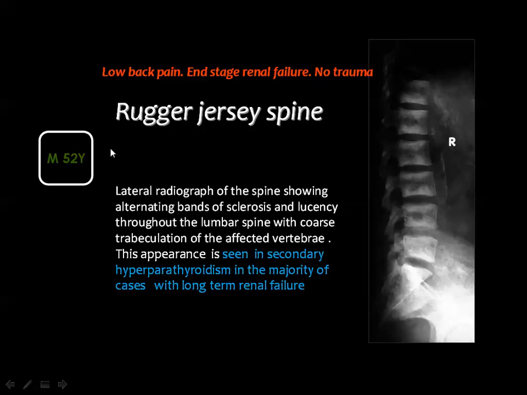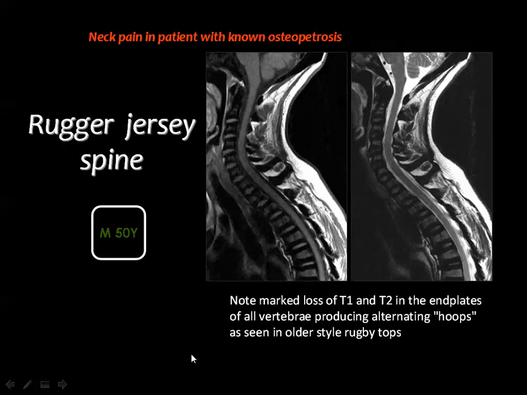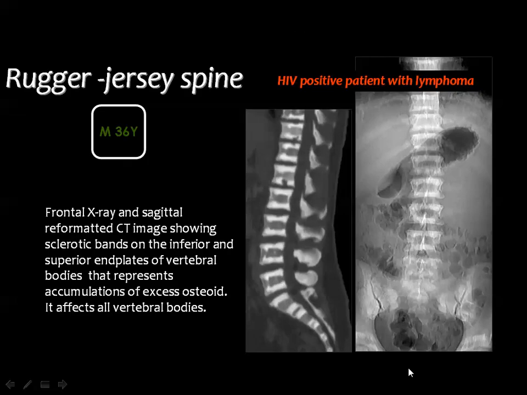This patient had end-stage renal failure, and the lateral X-ray showed the typical sclerosis of the vertebral end plates and rarefaction of the vertebral body. This can also be appreciated in MRI, where you see the sclerotic end plates as low signal in the T1 and T2, and the vertebral body is of intermediate signal in the T1 and T2.